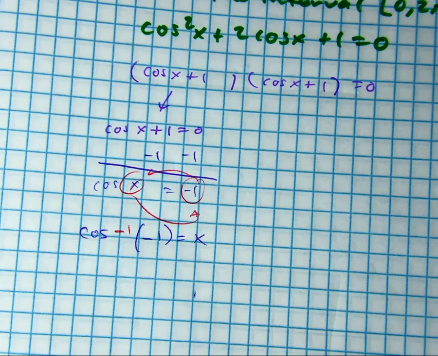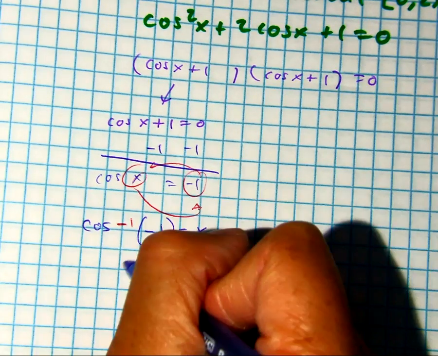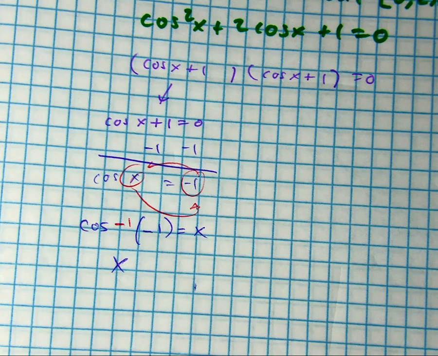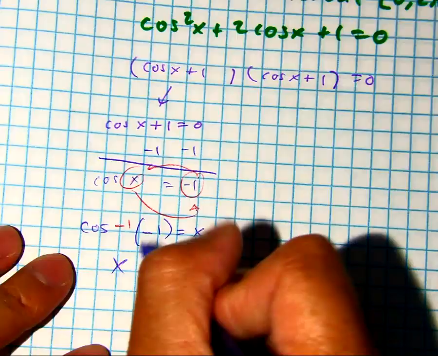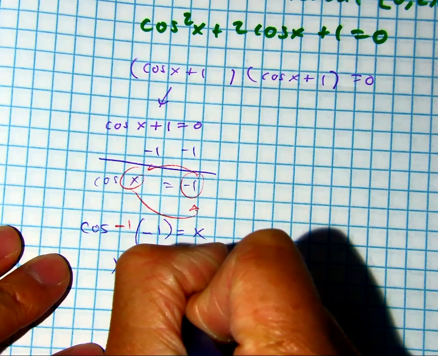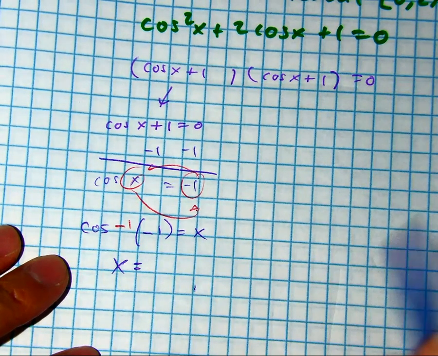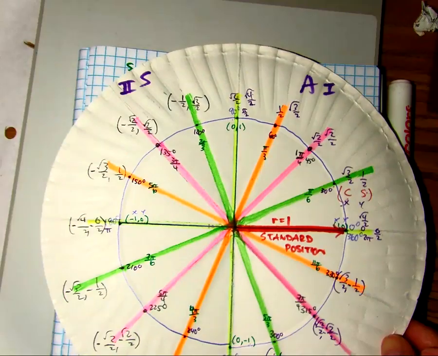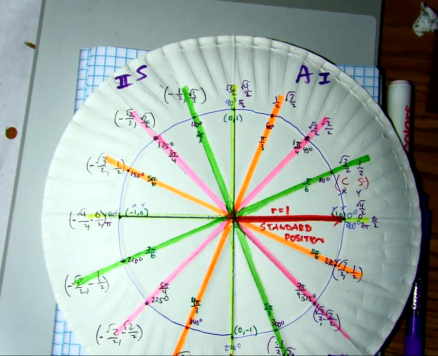Correct. Where is cosine -1 on my unit circle? I don't know. Let me help you. Is it a quadrantal angle or a special right triangle? Quadrantal angle is correct. How did you know quadrantal, not a special right triangle? I don't know, I guess.